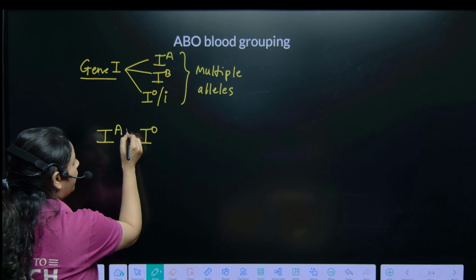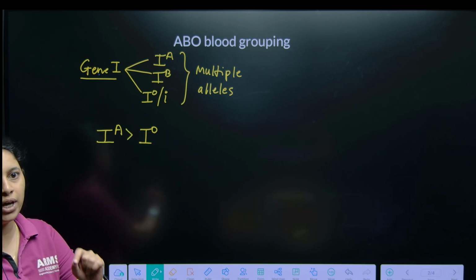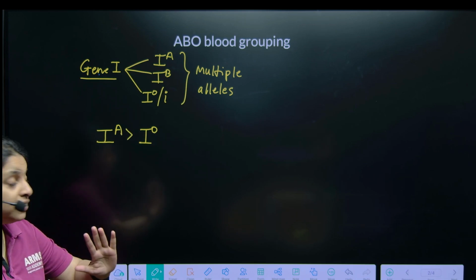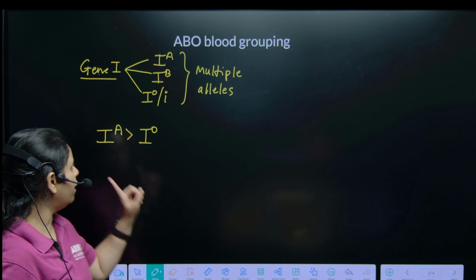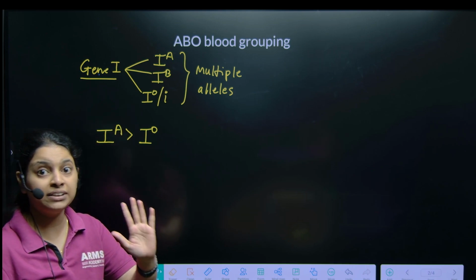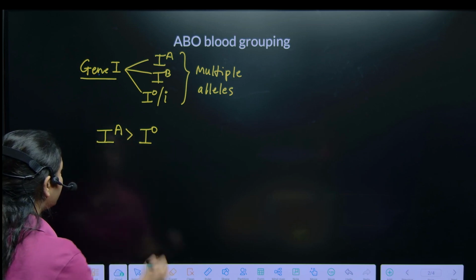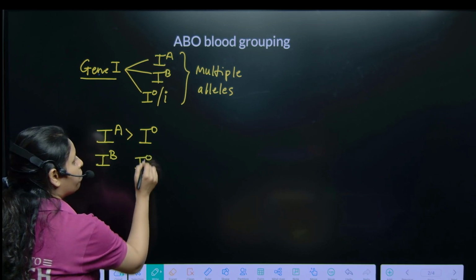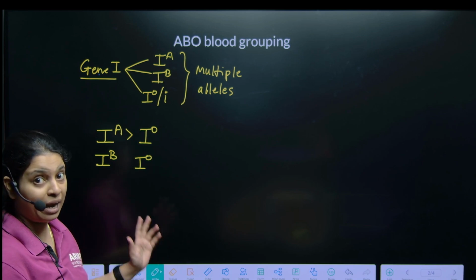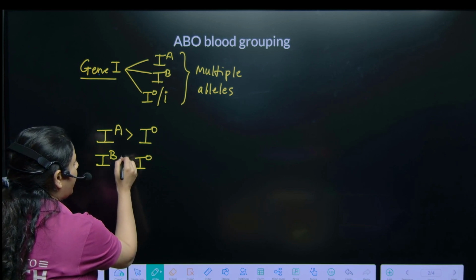Now, with respect to how these allelic forms interact, if IA and IO are considered, IA is completely dominant over IO. So if a person has IA and IO allelic forms, then only IA will express completely. So complete dominance. Similarly, if IB and IO are present together in a hybrid individual, IB is completely dominating.